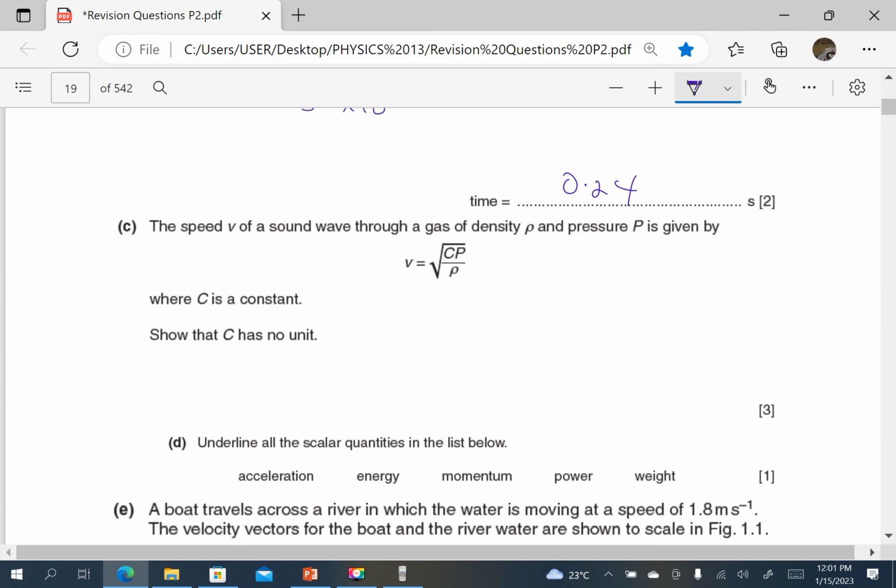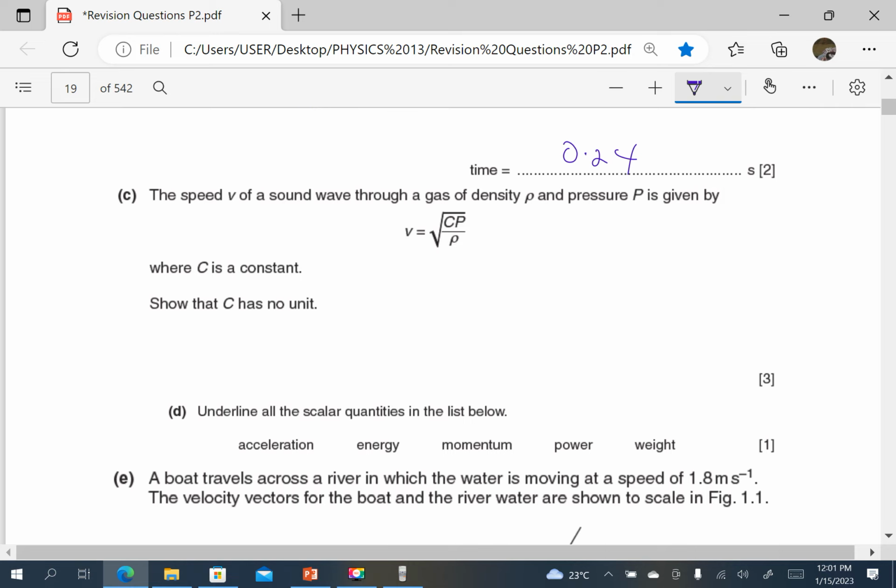The speed v of a sound wave through a gas of density ρ and pressure P is given by that expression, where C is a constant. Show that C has no units. P is pressure. Pressure is force over area. The units of pressure will be, for force, kilogram meters per second squared, divided by area, which is meters squared. So for pressure, it is kilogram meters divided by meters squared, that is kilogram per meter, then seconds to the power negative 2.